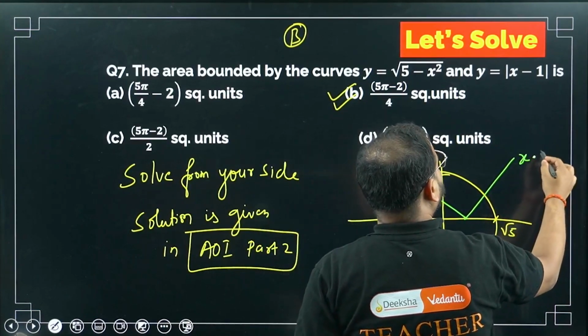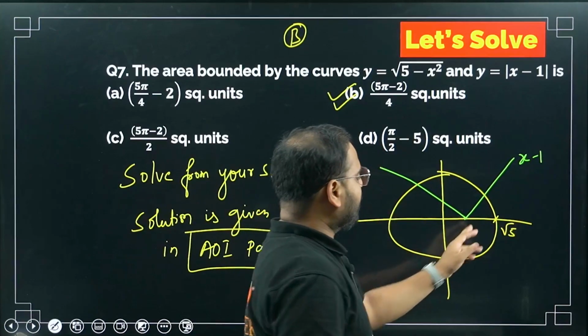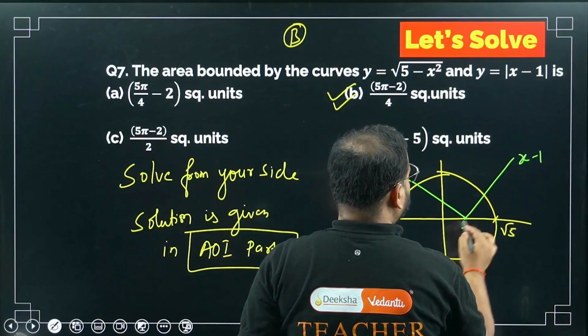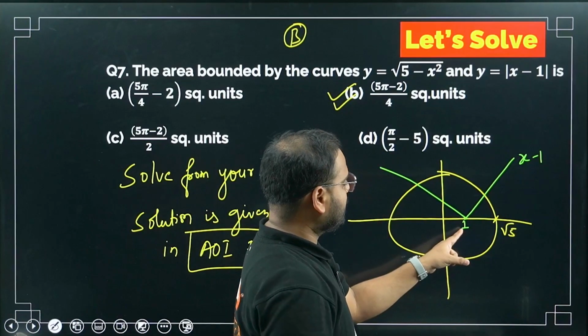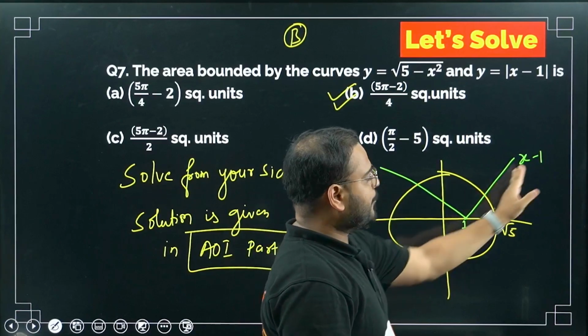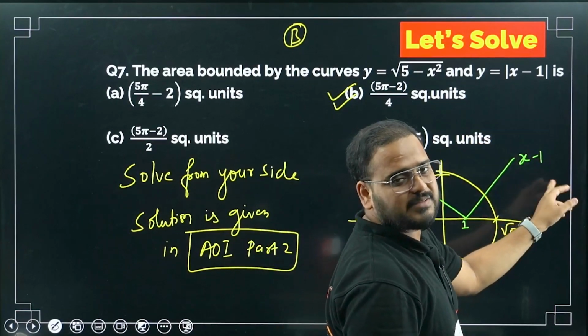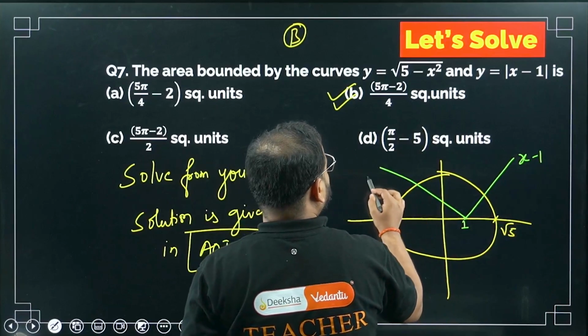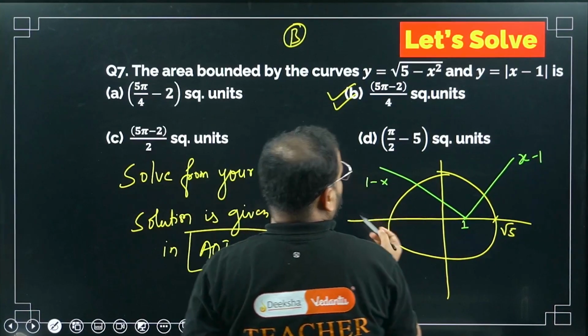This is the x minus 1 part, because I'm opening after 1. This is what value? This is 1. Correct? So after 1, this will be positive, so mod will become positive, so x minus 1. Over here it is negative, so this will be 1 minus x. This is 1 minus x, this curve.